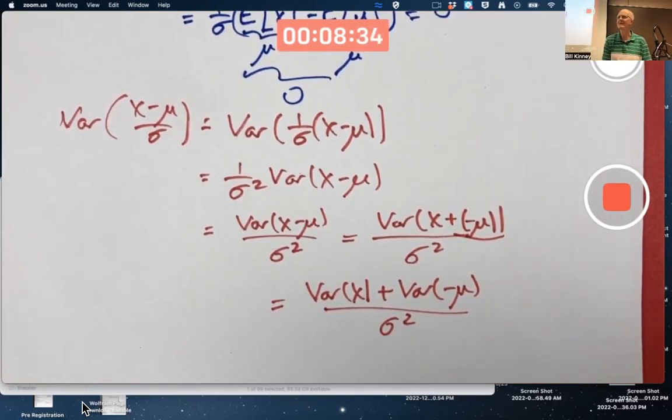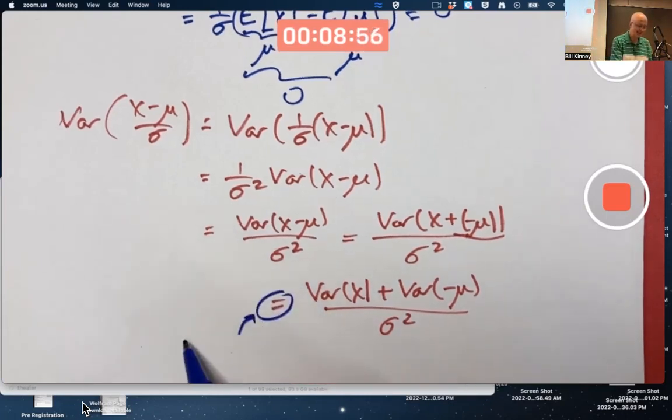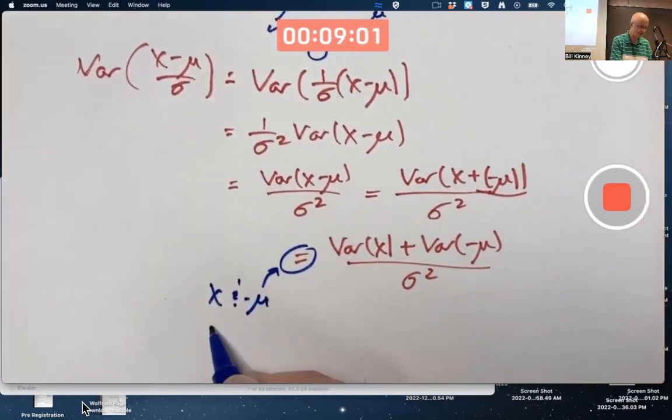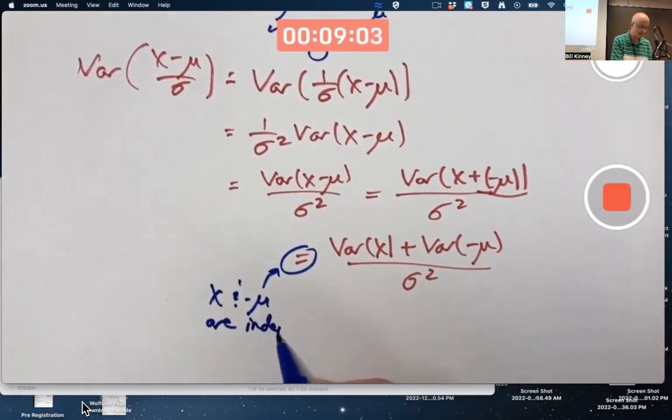Well, guess what? Any random variable and a constant random variable will be independent. They're unrelated, because the constant's always a constant. It doesn't matter what it is. Doesn't matter what trial of the experiment it is. That other variable will not be affected by it, and vice versa, because it's a constant. So yes, x and negative mu are independent. That allows me to say that.